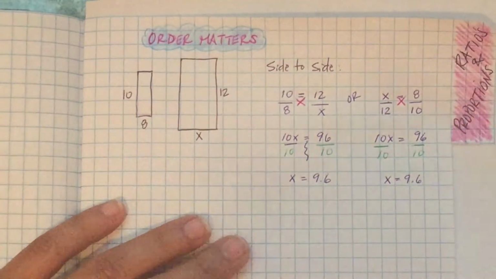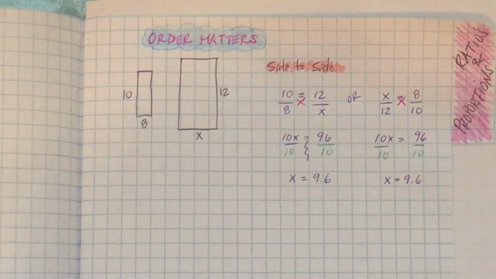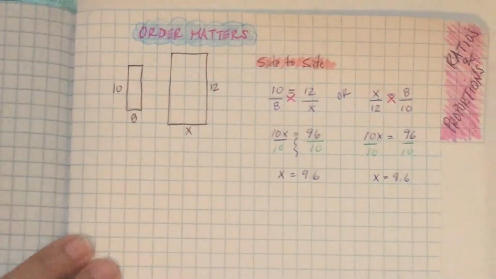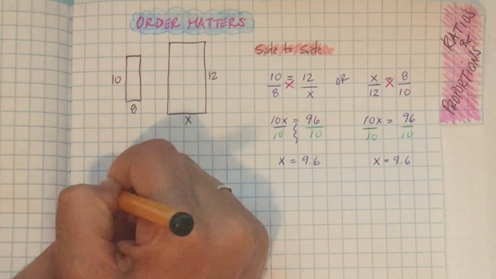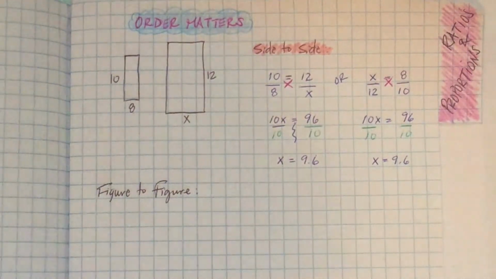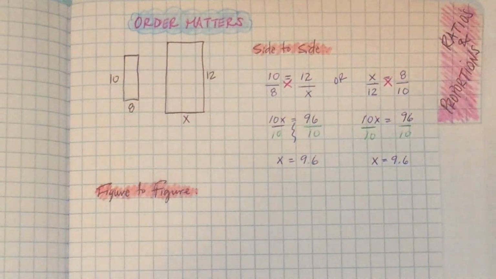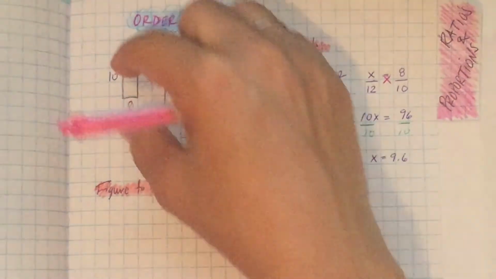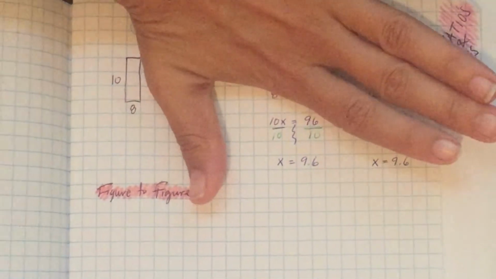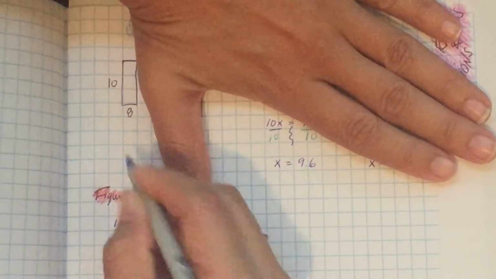These are not the only way to do it. Let me show you another two ways. Okay, so as long as the order is the same, you're going to be fine. So we did side to side, now let's take a look at figure to figure. This is a listening check. Put a box around figure to figure. Alright, all that means is I'll do the whole figure first and then the next one. So I'm going to cover up one figure. So 10 with 8.